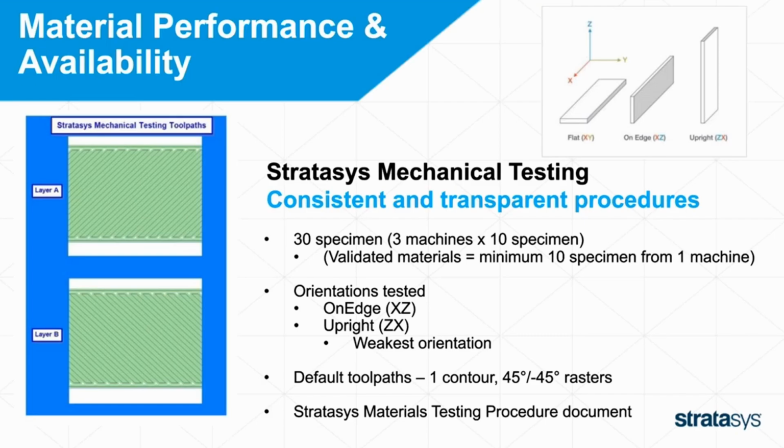We also have a standard tool pathing that we are using for this. So we're just doing our standard 45-45 as shown to the left. So each layer stacks up on top of each other with all perpendicular layer or rasters to the previous layer. All of this can be found within our Stratasys material testing procedure document. We'll have a QR code later on if you want to take a look at that.